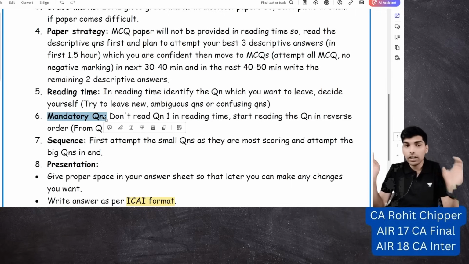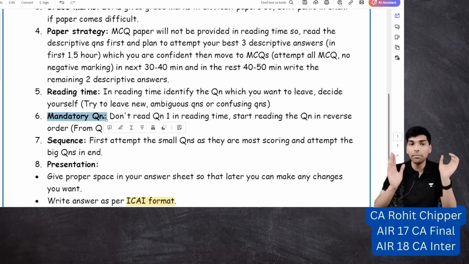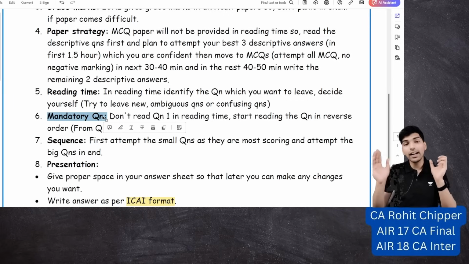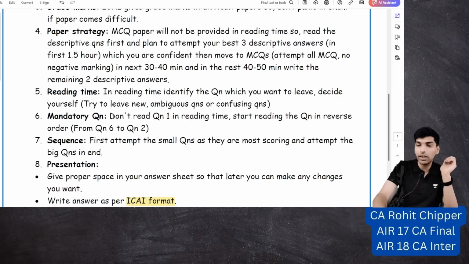First attempt all the optional questions, then attempt the descriptive question number one in the end, because generally this is a big question of maybe 14 marks, 10 marks or 8 marks, and you should never attempt the big questions first. You should always attempt big questions in the end. Same strategy you can follow.